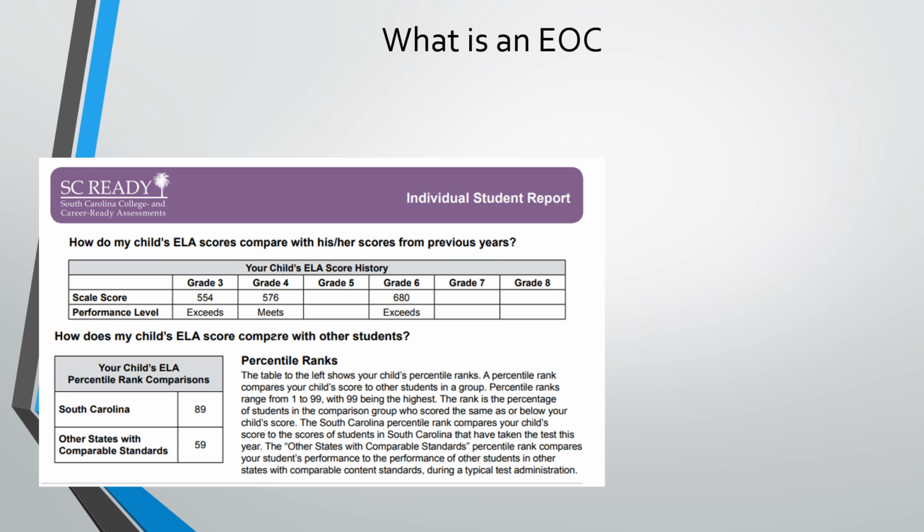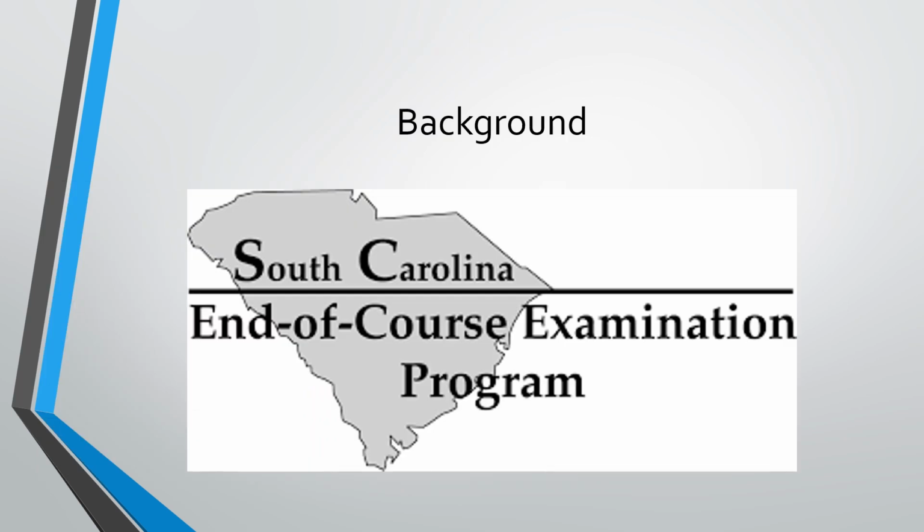On here as well, your child's ELA percentile rank comparison. South Carolina is around 89 in the sense of the percentile ranking, but compared to other states, to their comparable standards, is 59. So in this sense, providing a little bit of background, an EOC test is given to 10th graders by teachers by the state of South Carolina to test their knowledge. And as seen, the test has different areas. So in this case, as stated previously, we are focusing on English 2 with ELA.